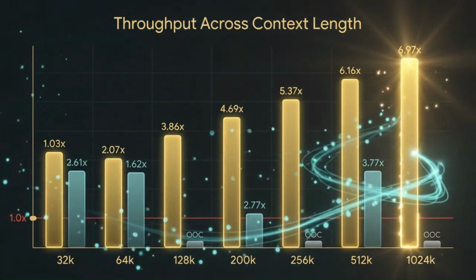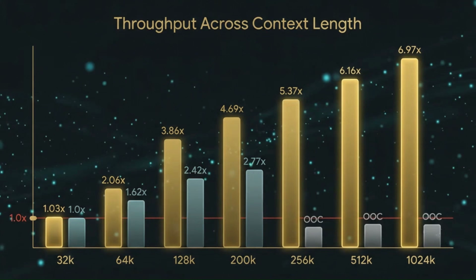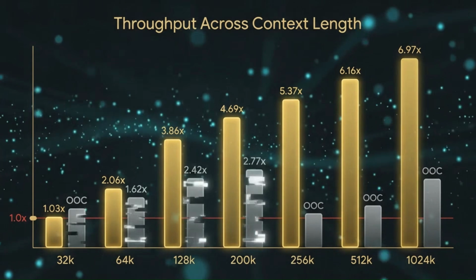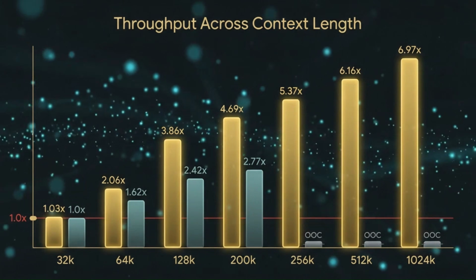And see those little stubs near the bottom? That's the old model literally tapping out. It cannot even go past 200,000 tokens. And that gap right there, that's the indexer doing its job. That is what winning on efficiency actually looks like: a model that keeps running long after the others have fallen over.